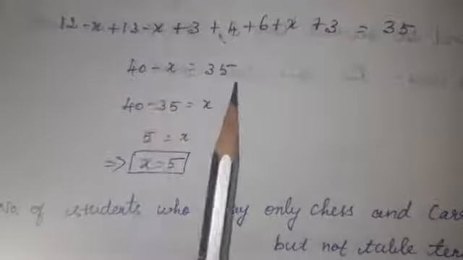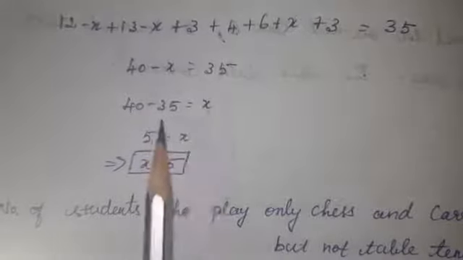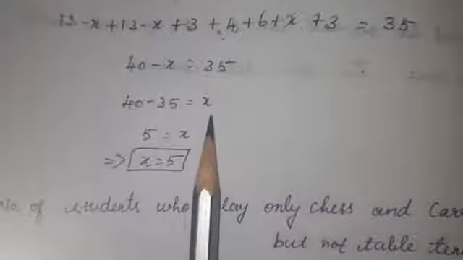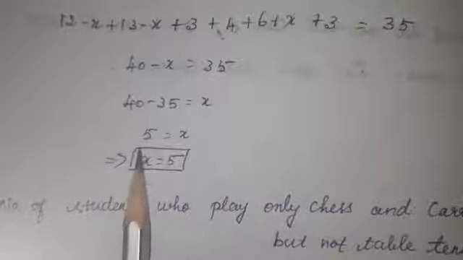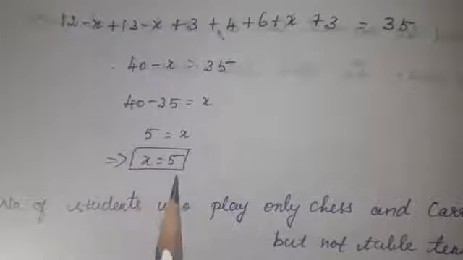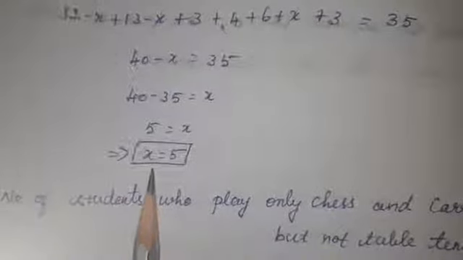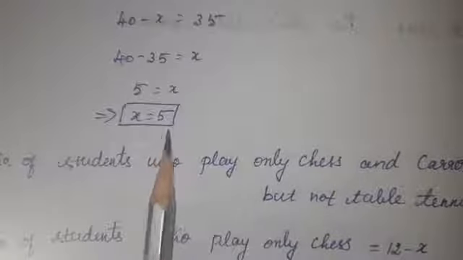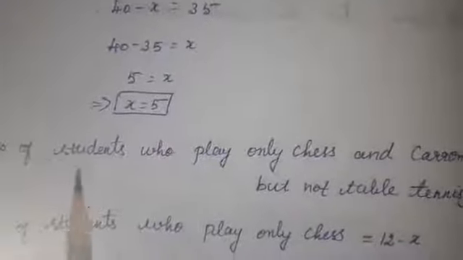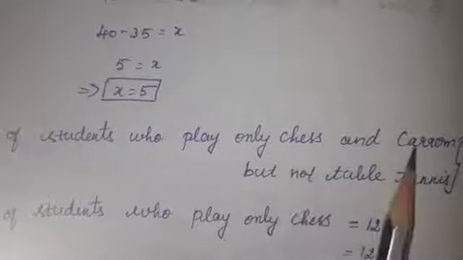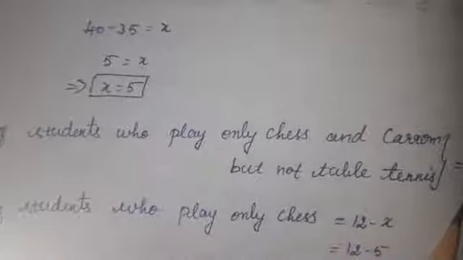Here minus X plus X get cancelled, only you will have 1 minus X is equal to 35. 40, 35 comes this side, minus 35. This minus X goes opposite side, it is X. 40 minus 35, 5. Therefore X value is 5. X is what we keep, that one. Number of students who play chess and carom, that is X now. So this is the answer for that. Therefore number of students who play only chess and carom but not table tennis is 5.